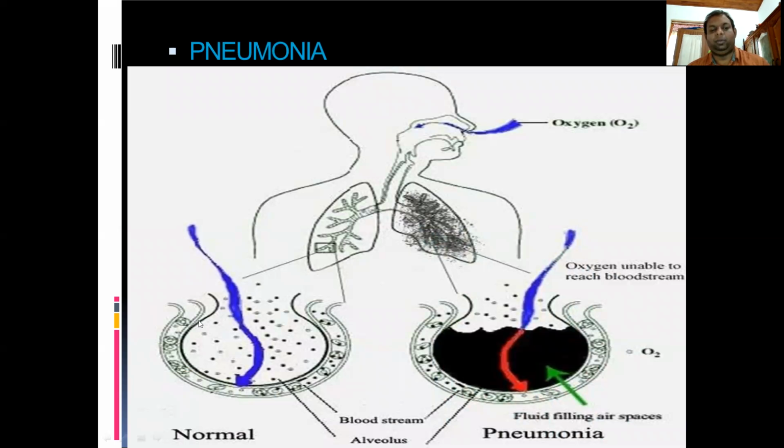Pneumonia is the most important. It is infection and inflammation in the lung parenchyma, mainly in the alveoli. In the normal state the airspaces are clear, but in pneumonia, fluid fills the airspace. Then an oxygenation and perfusion mismatch often occurs, because this is the gas exchange margin. If it is filled with fluid, the lung's main function is disrupted or deteriorated.